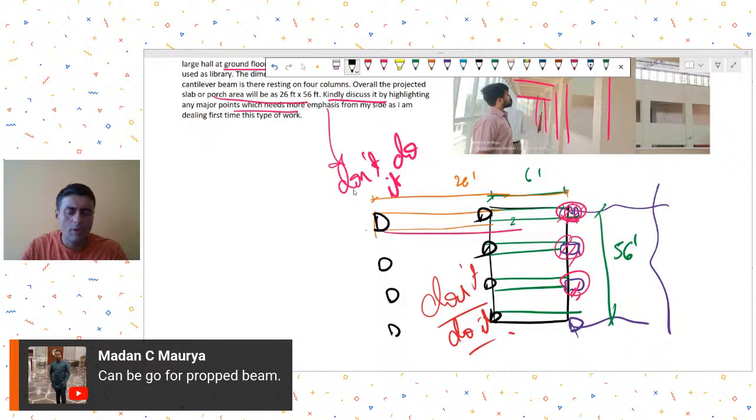Can we go for a propped beam? Yeah, propped beam means you will have to add a column, right? That's what I'm saying. You will have to add additional columns, but then the existing columns also will need to be checked. Existing footings will need to be checked. It is better to forget about cantilevers, and maybe in this zone, in the 20 feet additional zone, just create new columns and have new footings for it.